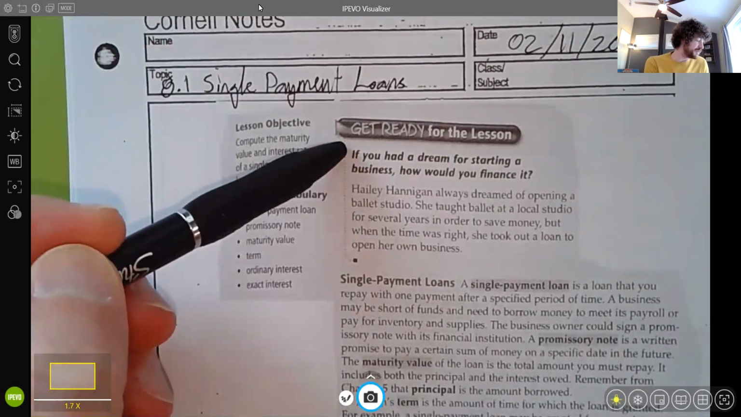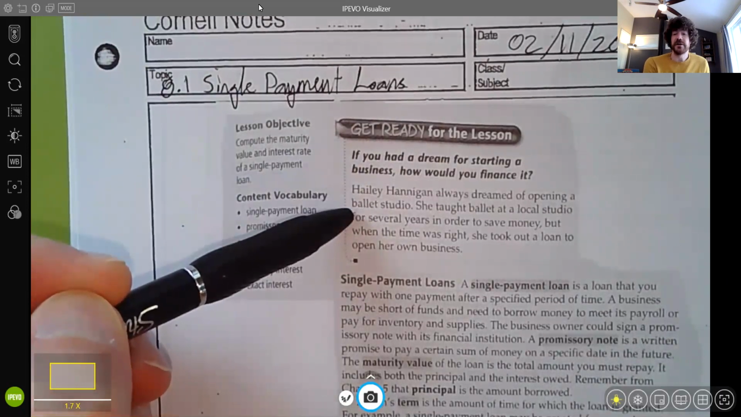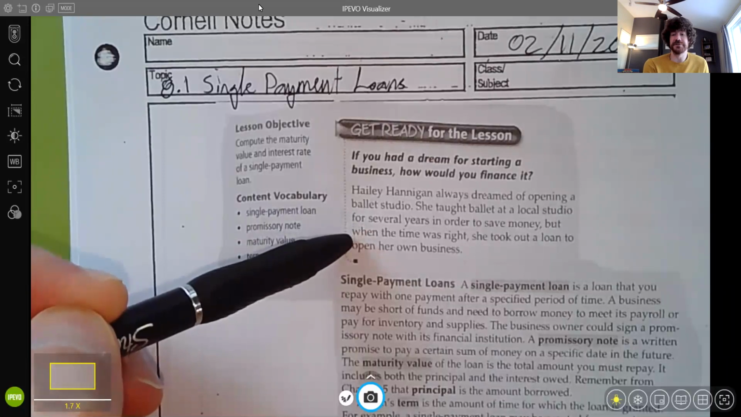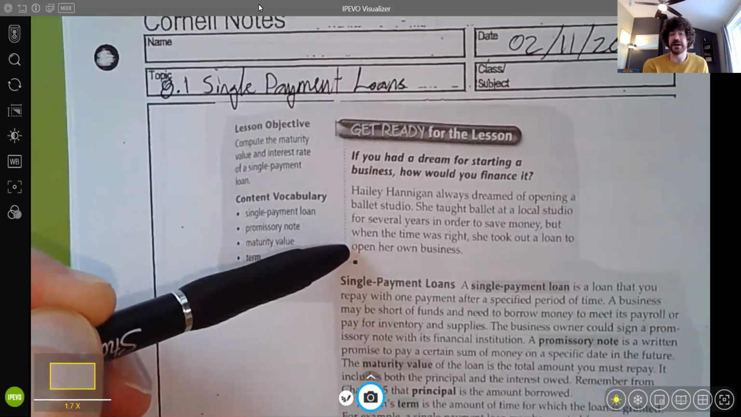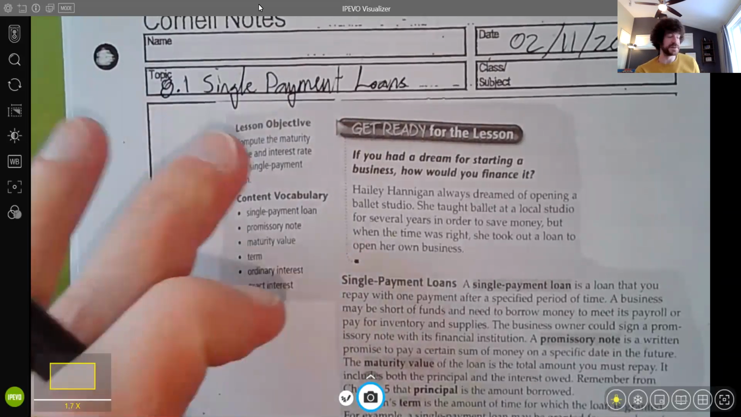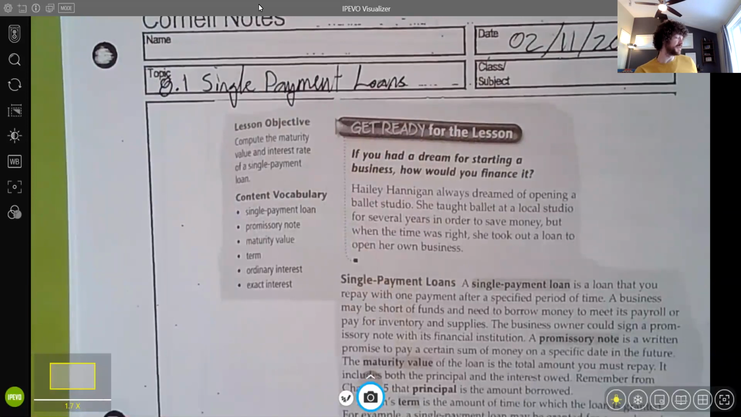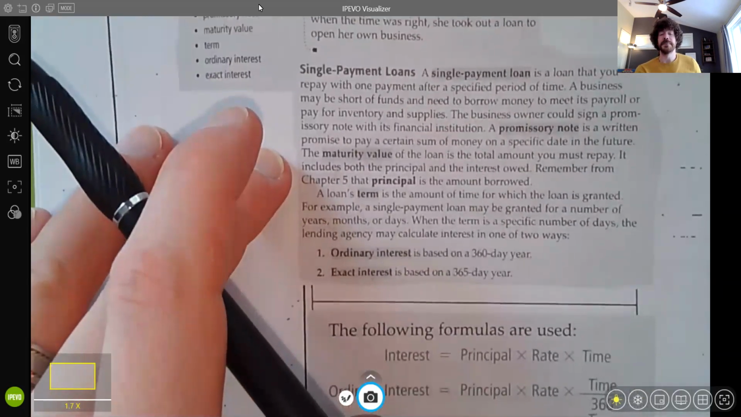It says, if you had a dream for starting a business, how would you finance it? It says, Haley Hannigan always dreamed of opening a ballet studio. She taught ballet at a local studio for several years in order to save money. But when the time was right, she took out a loan to open her business. So in order to start a business, oftentimes you need a lot of money up front. And so a lot of people get loans from banks called business loans that they end up having to pay back over time.